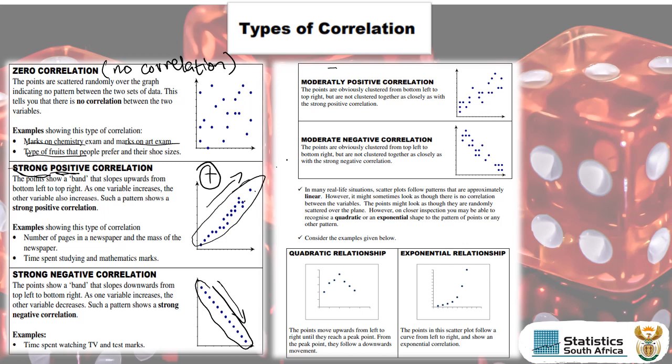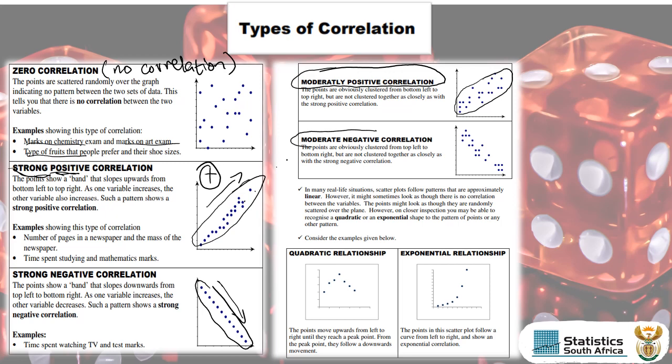Then we also have a moderately positive correlation, right? You can see that they're increasing upwards, but they are scattered a bit, moderately, not too far from each other, but just moderately clustered together like that. So we say it's a moderate positive correlation between them, right?